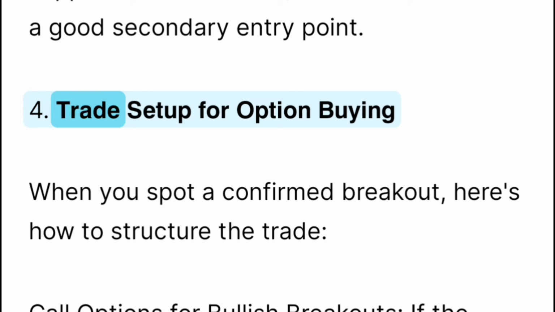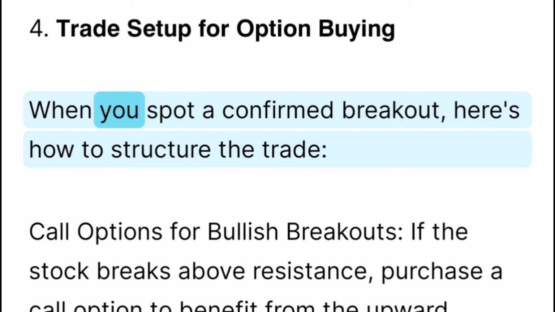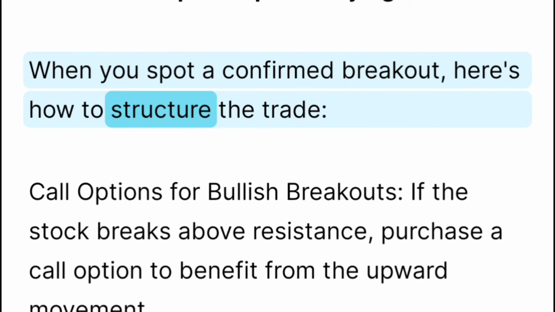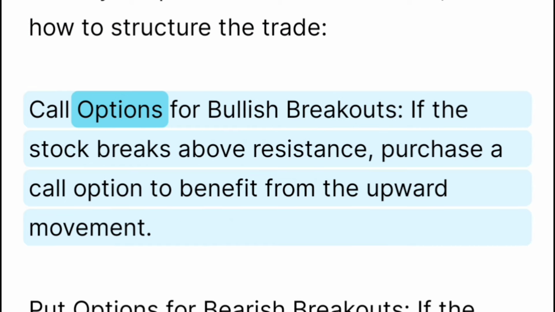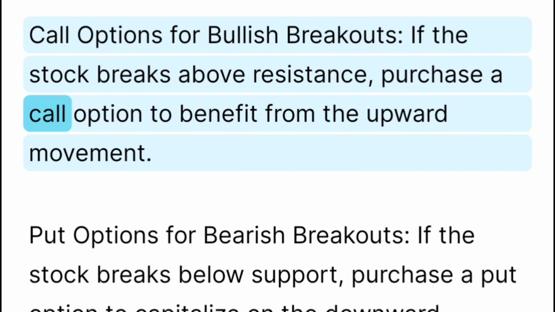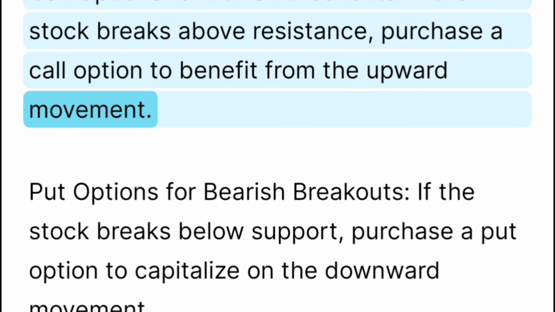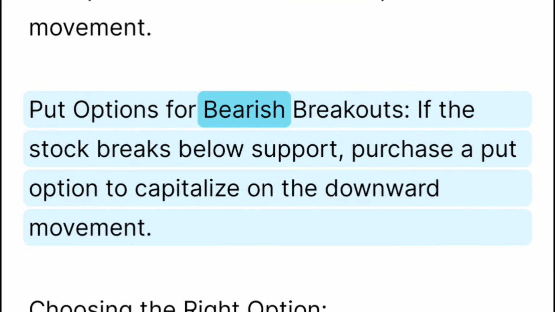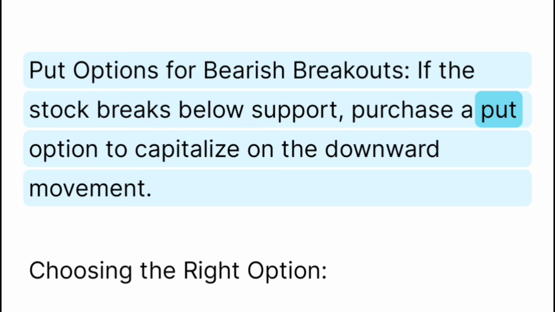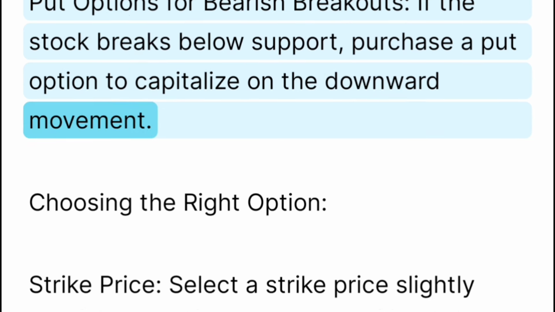4. Trade setup for option buying. When you spot a confirmed breakout, here's how to structure the trade. Call options for bullish breakouts. If the stock breaks above resistance, purchase a call option to benefit from the upward movement. Put options for bearish breakouts. If the stock breaks below support, purchase a put option to capitalize on the downward movement.